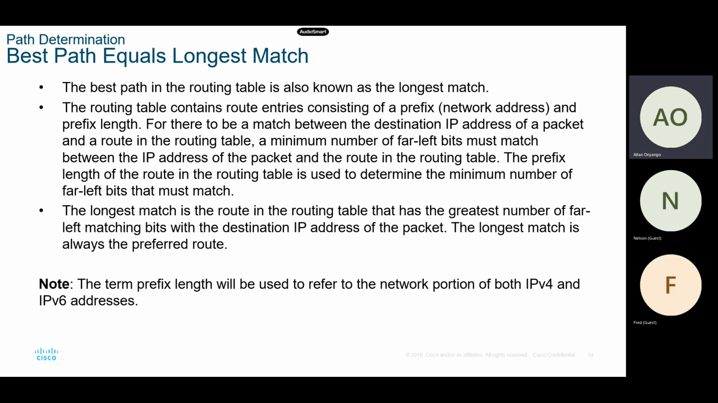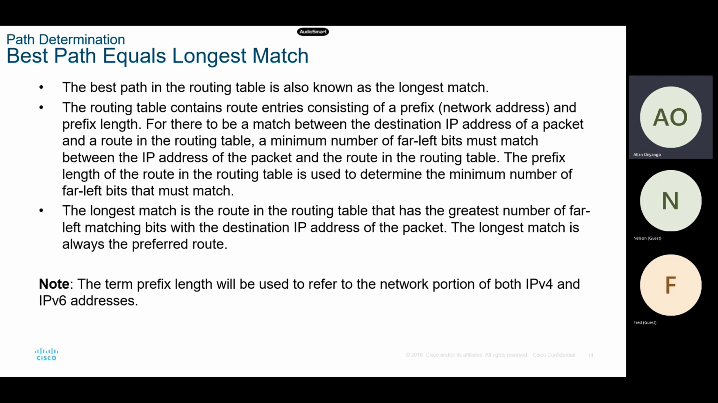And so every time a packet is received on a particular interface within the router, because that packet has a destination IP address, that's one of the components. And so that destination IP address is going to be used to compare with all the networks, all the routes that are stored within the routing table.